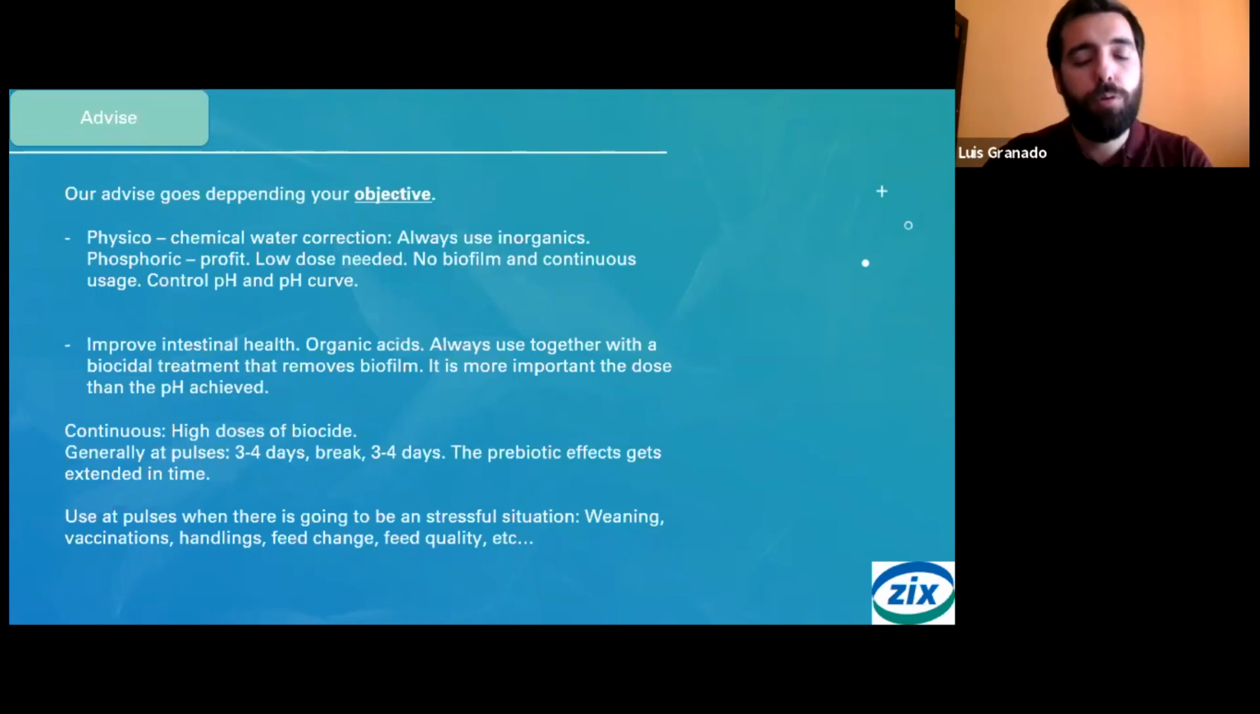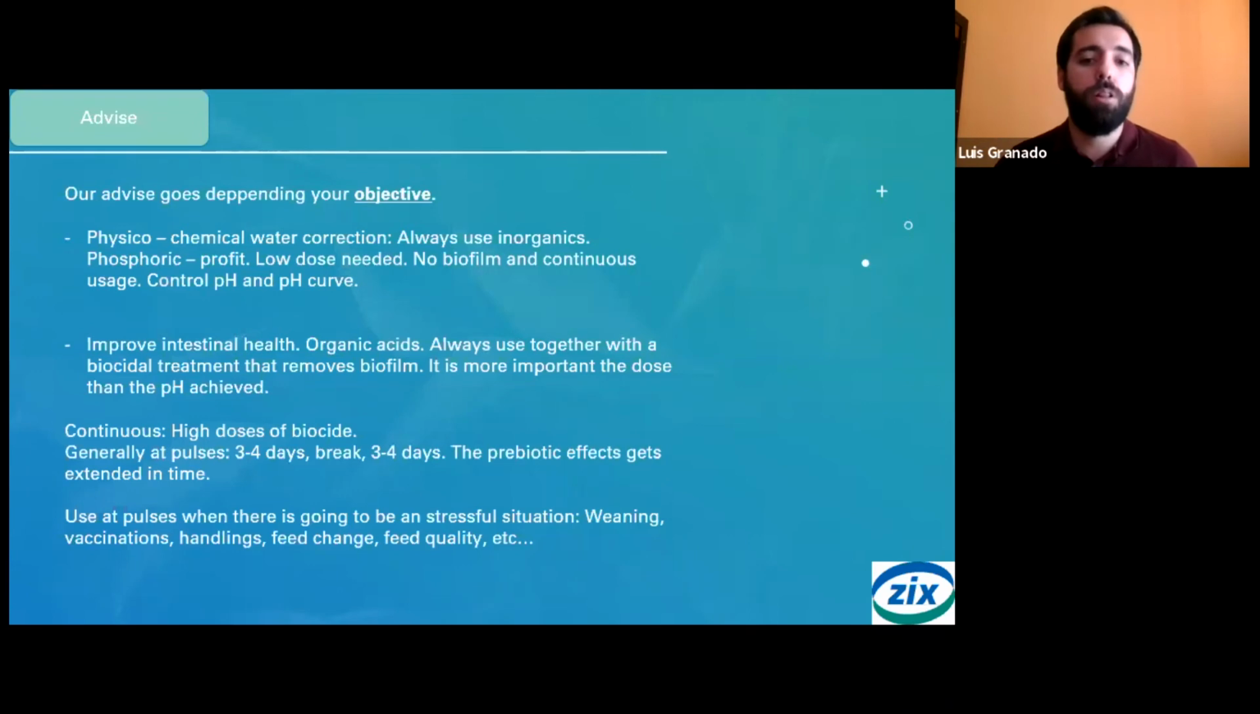If your objective is different, and on the contrary, you want to improve the intestinal health of the animals, as we have seen, it is only the not dissociated form that can get inside of the bacteria, right? So my advice for this case is working with organic acids, always together with a biocidal treatment, which is going to be capable of removing the biofilm. And my advice is working with peroxides like AquaSix Plus, right?